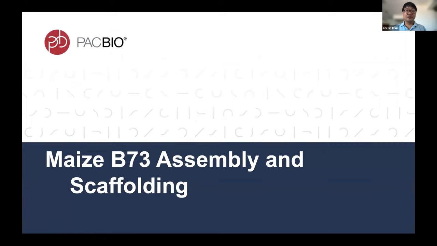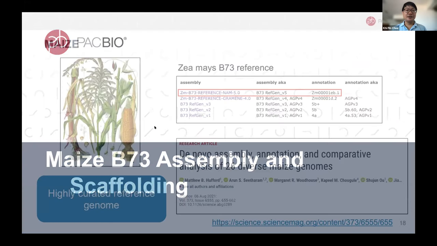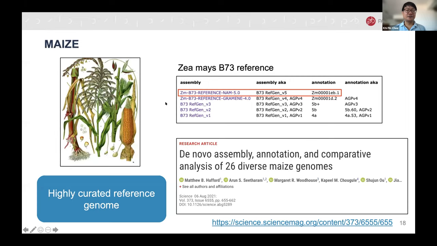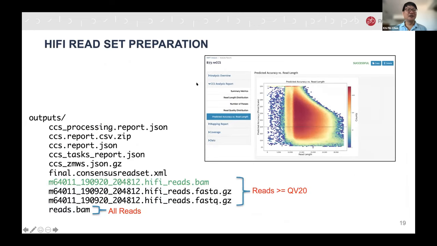I will now go into the maize B73 assembly using the HiFi data that I talked about just now. Maize B73 is a reference genome that has been sequenced by the maize consortium. They have recently published a de novo assembly, annotation and comparative analysis of 26 diverse maize genomes. There is a lot of publicly available data for this particular genome. You can find Hi-C data, you can find short-read data. And now with HiFi data, we are going to try our hand at assembling this.